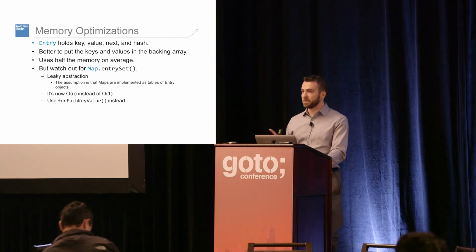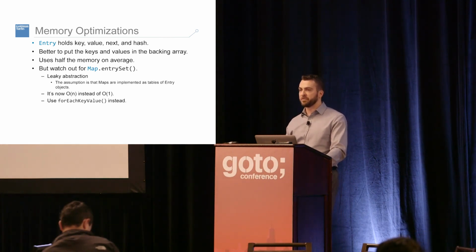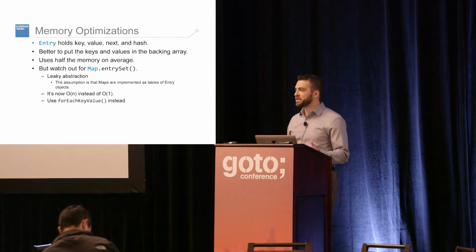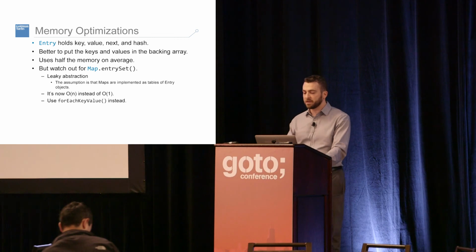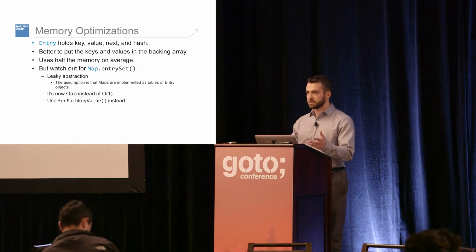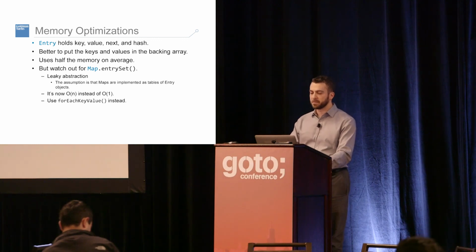But you have to watch out for this one method, entry set. Entry set is one of those leaky abstractions. It assumes that you are basing your map on a table of entries. And if you have that table, you can just return it. But if not, you have to create them on demand. And so it turns entry set from a constant time operation to a linear operation for us. It is much better to just use our method for each key value, which takes a lambda that expects a key and value and doesn't auto-box them, or box them into an entry object.